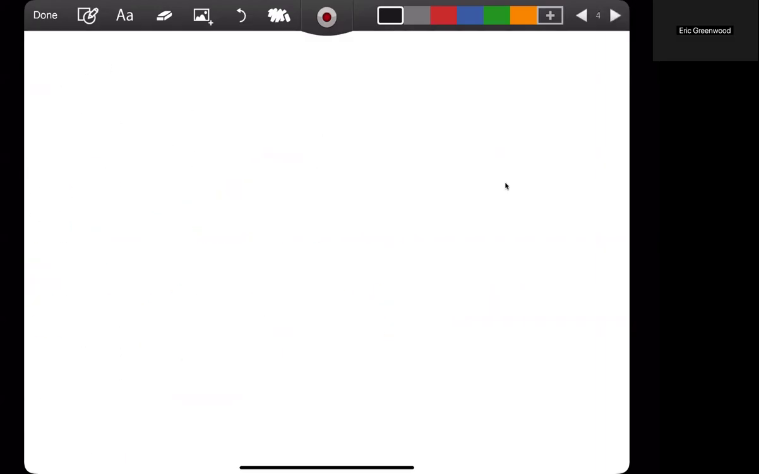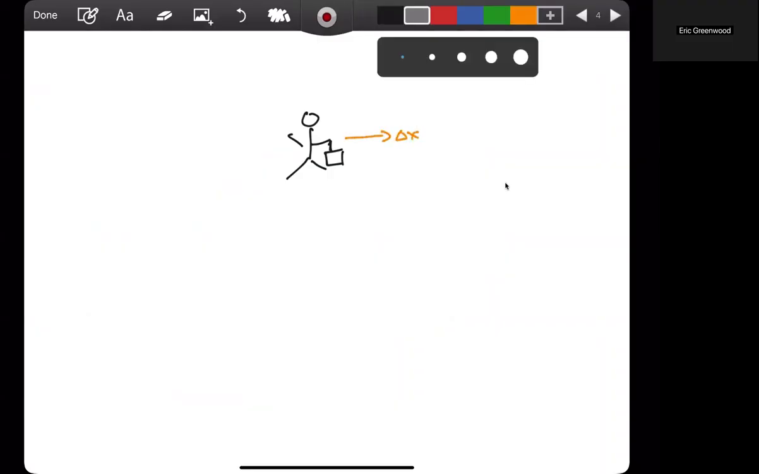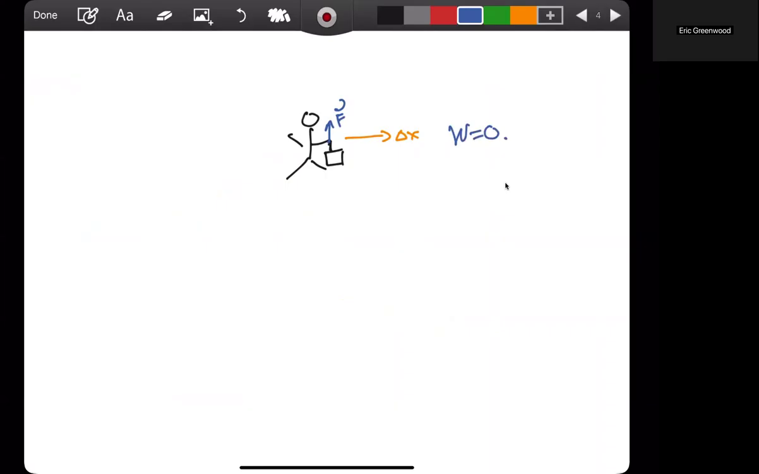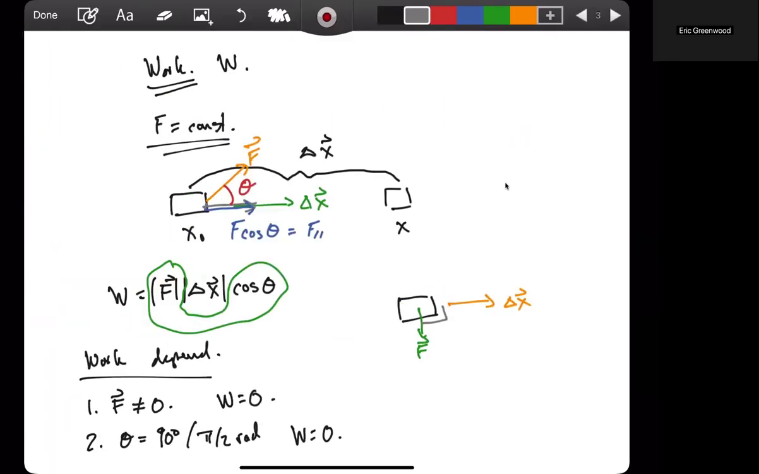So what does this mean? If I was walking across the room carrying a bucket, say here's my bucket, my displacement is in this direction, but I'm applying a force upward in this direction. That means I do no work. My work is simply equal to zero. Again, if my force is perpendicular to the direction at which it's moving, then I do no work. The third thing we can notice from this is what?